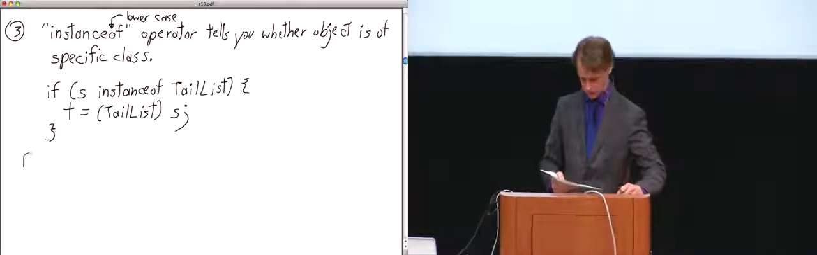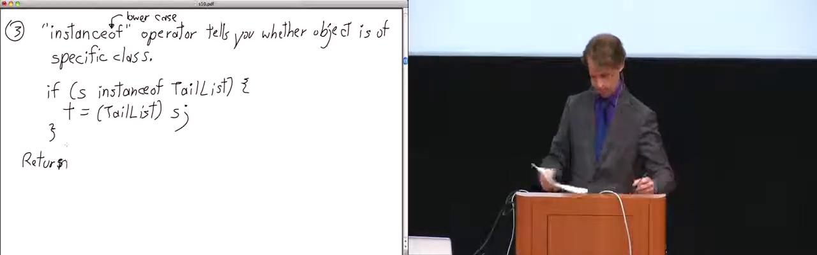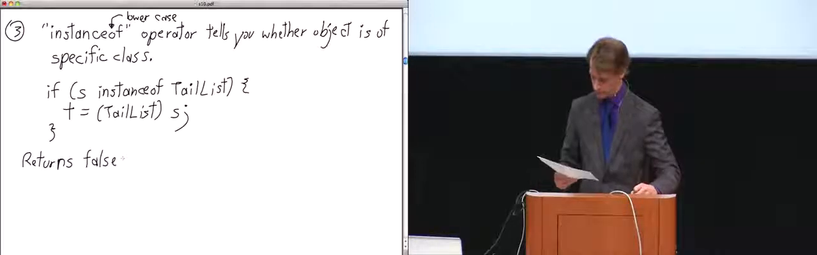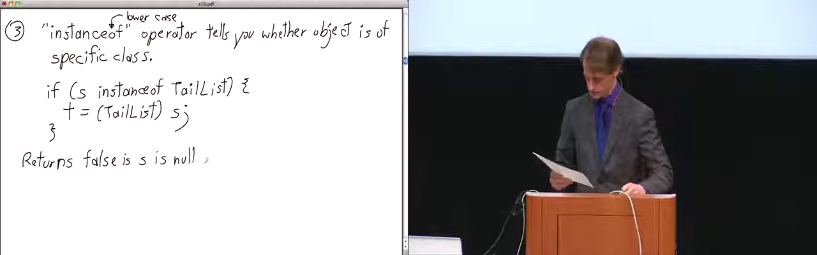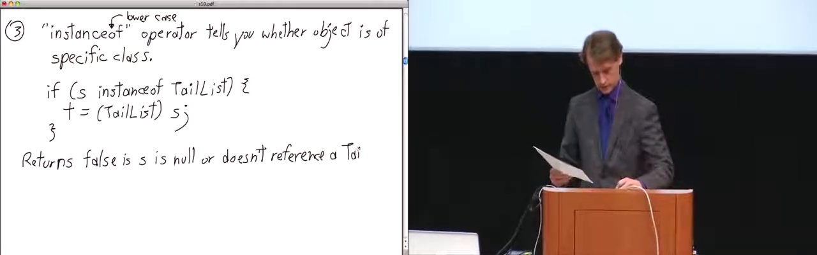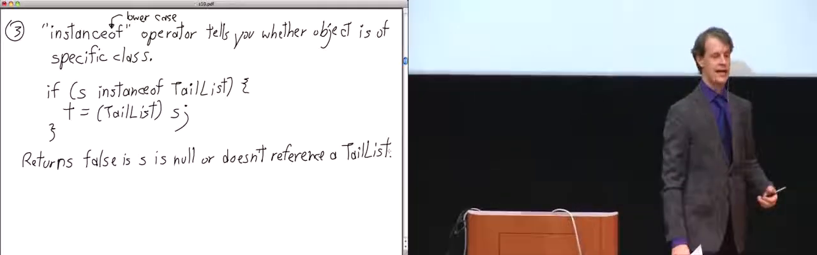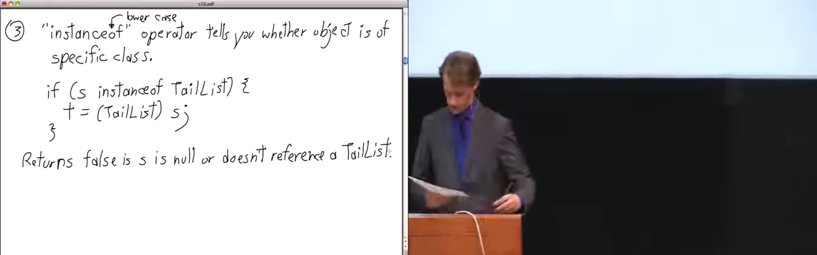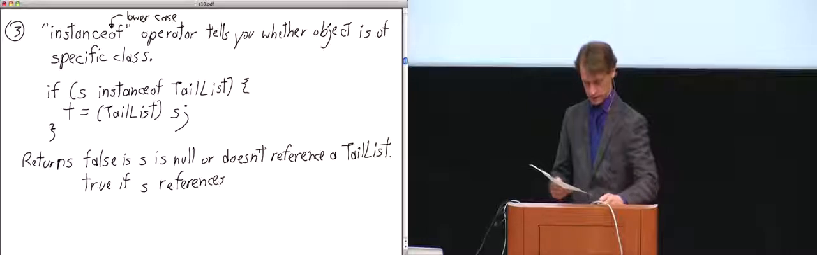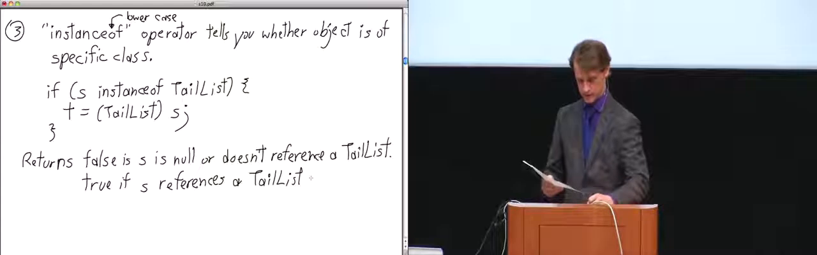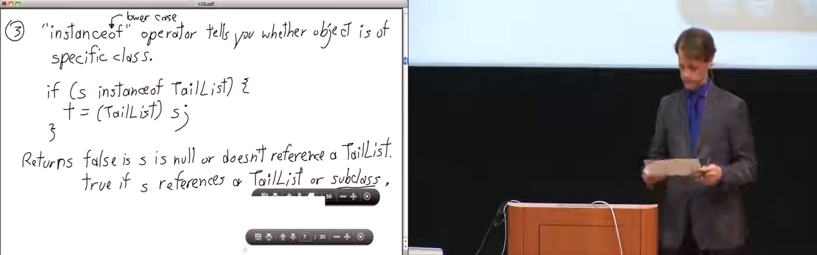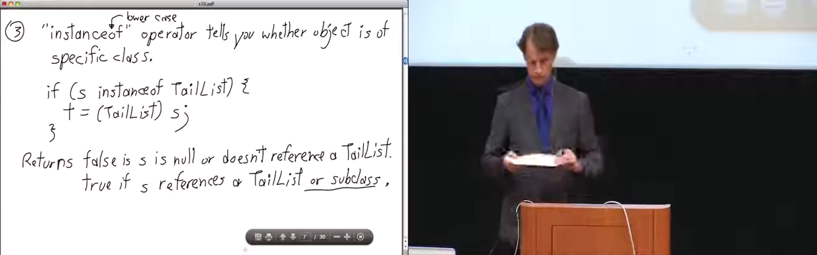Now, the way instanceof works is that it returns false if S is null or doesn't reference a tail list, with subclasses of tail list being considered tail lists. Or in other words, it returns true if S references a tail list object or an object that is a subclass of tail list. Other questions about that?